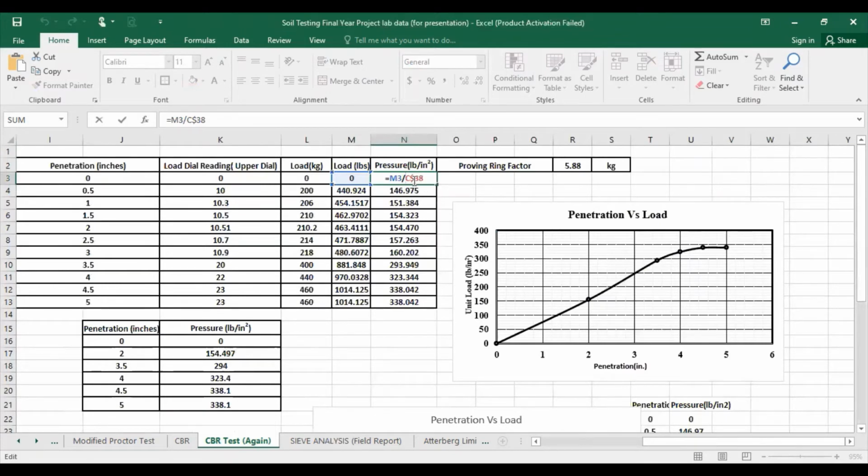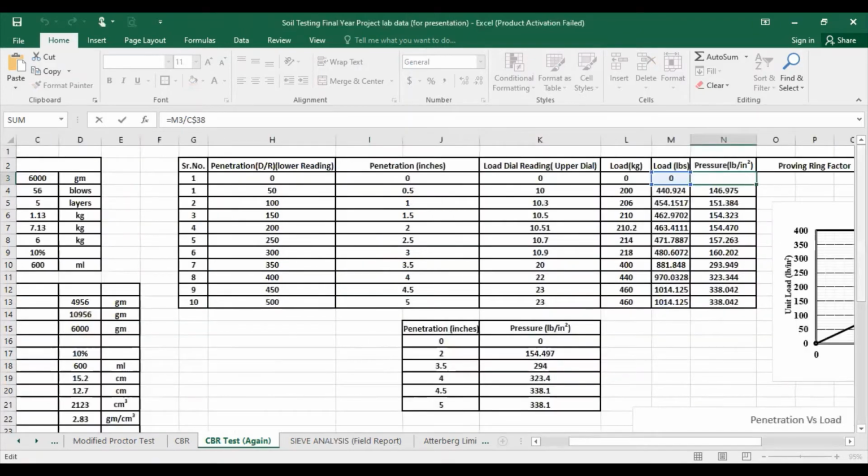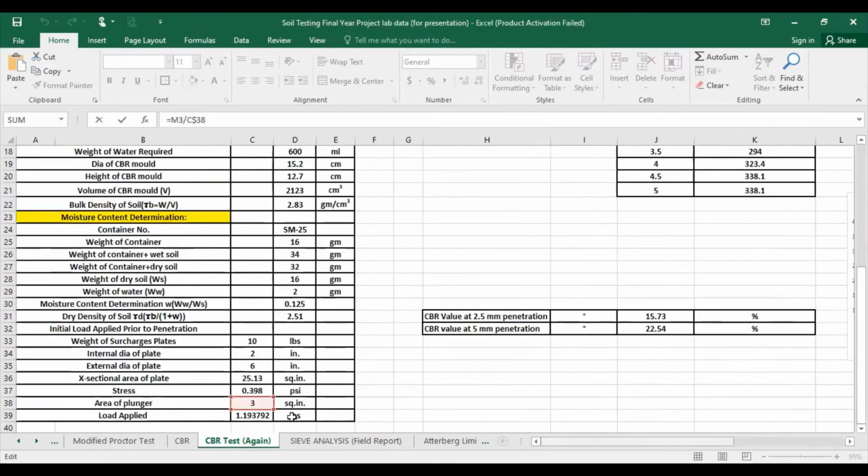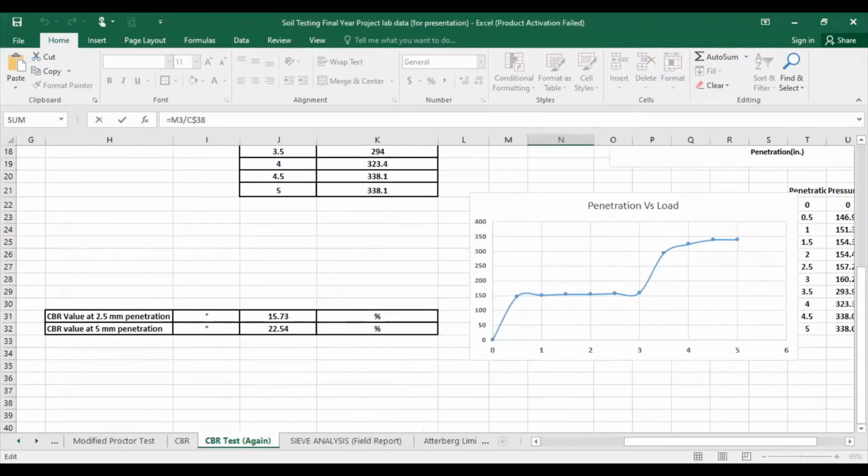So what I have done, I put here a dollar sign. So this cell number is what? Let me tell you. This cell is in column C, and the row is 38. So I will write C dollar 38. So what does it mean by that?